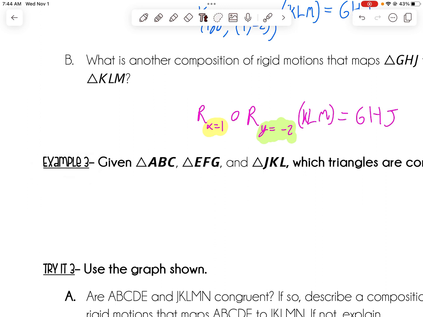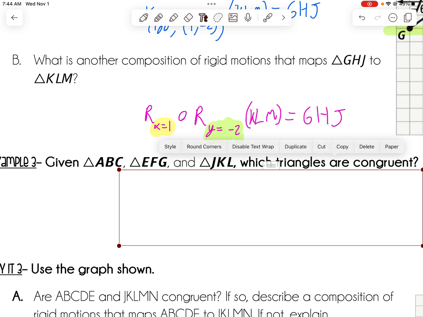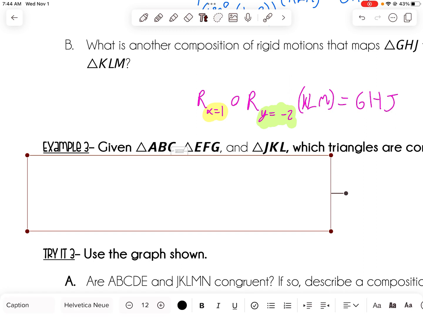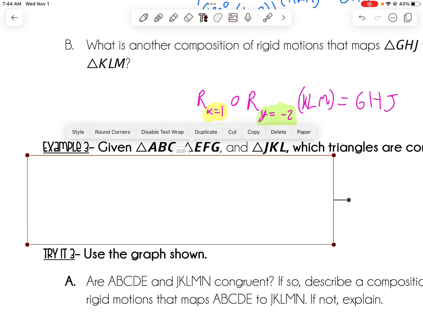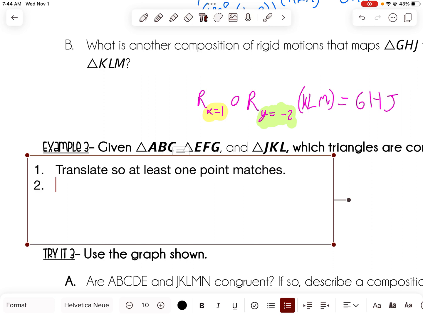Okay, so we're going to talk about that as soon as my text box can come up. There we go. All right. If I want to show that two figures are congruent, I'm going to do this 3-step process that makes it pretty easy to judge congruence. I'm going to make this a little smaller. So step one is pretty simple. We're first going to translate. So at least 1 point matches. We'll talk about what that means in just a second.